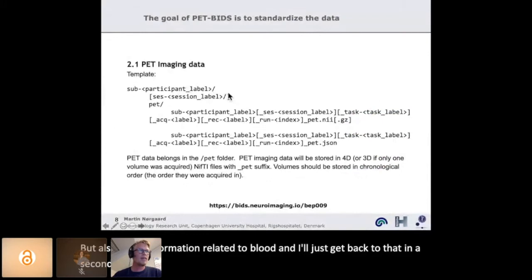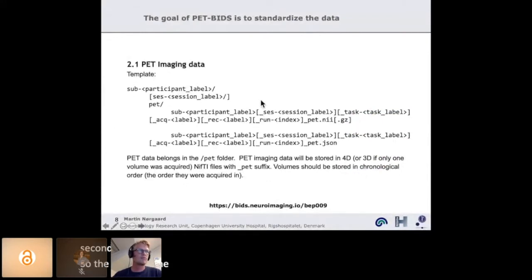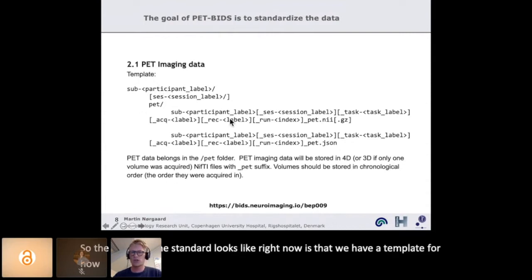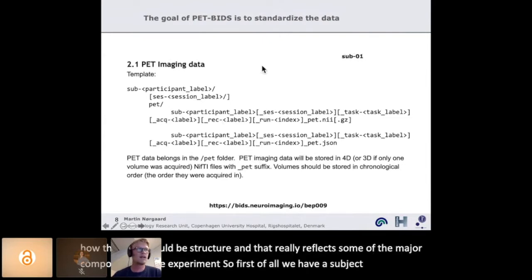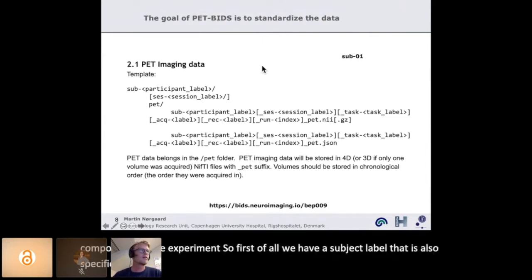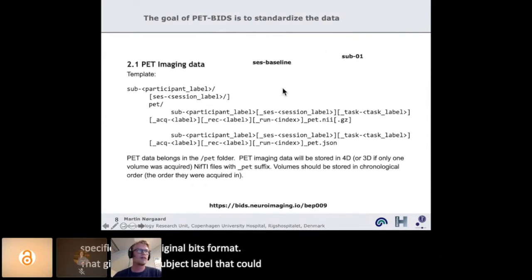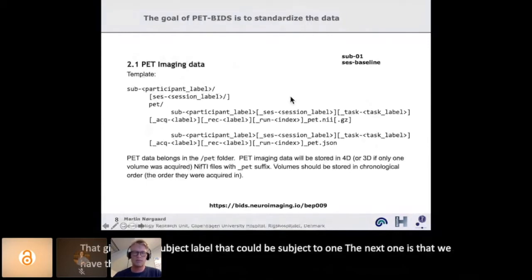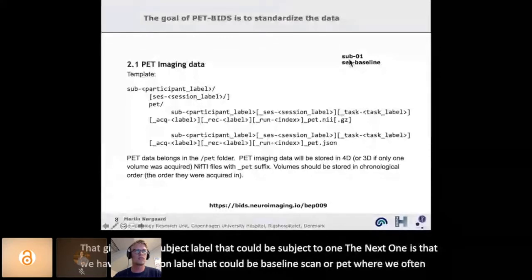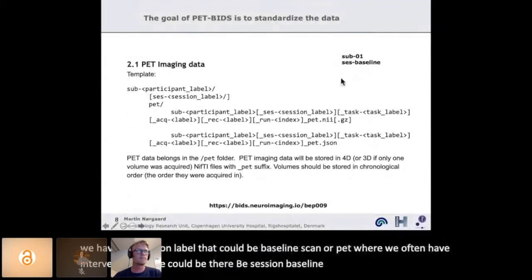So the way that the standard looks right now is that we have a template for how the data should be structured, and that really reflects some of the major components in the experiment. So first of all, we have a subject label that is also specified in the original BIDS format that gives you a subject label. That could be subject 01. The next one is the session label. That could be a baseline scan, or for PET, where we often have intervention, it could either be session baseline or session intervention.